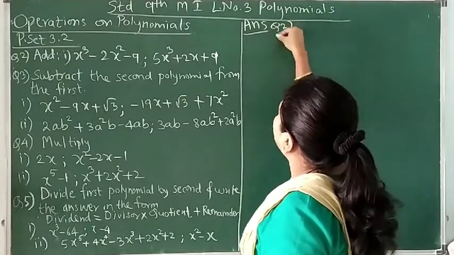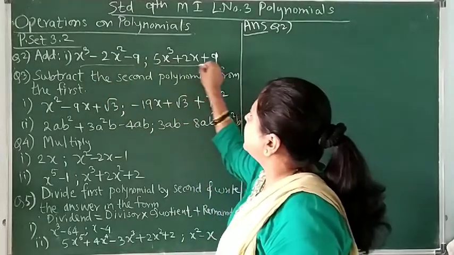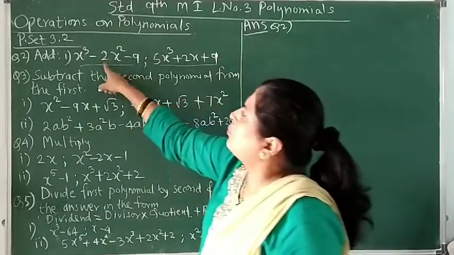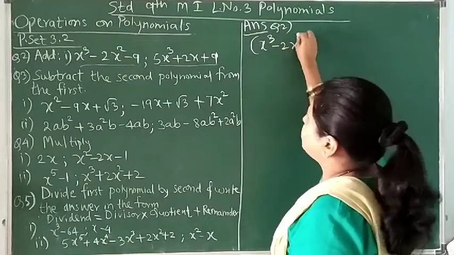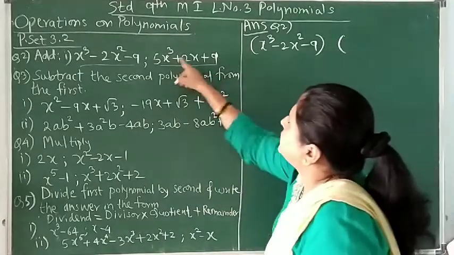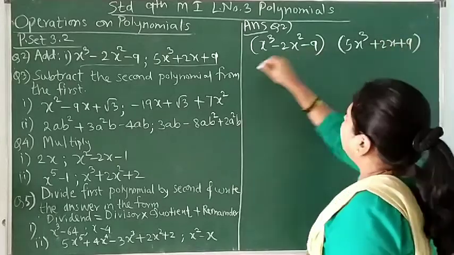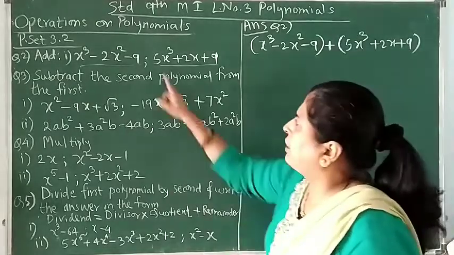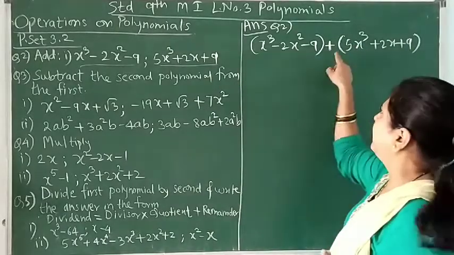Question number 2, here is the answer part. We are given these two polynomials, this is the first and this is the second, and we have to add them. When we write this, we should write the two polynomials in brackets. So we write (x cubed minus 2x squared minus 9). This is the first polynomial, and the second polynomial is (5x cubed plus 2x plus 9), and in between we write the plus sign. So the first thing we have done is write the two given polynomials in separate brackets, and as we have to add, we have written the addition sign.